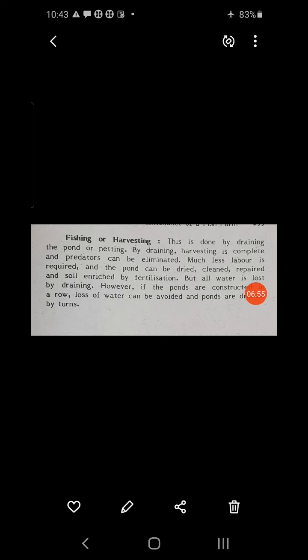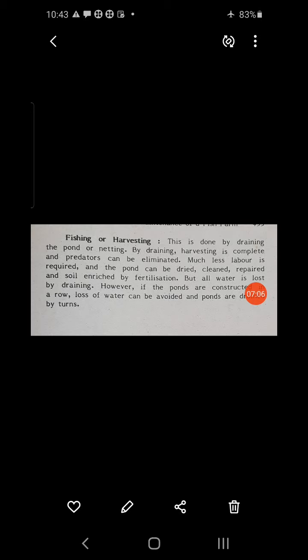So what happens in netting? The net is picked up at two ends on one side of the pond, and it is dragged from one end to the other end, and because of that all the fish get collected in the net. Then by draining, harvesting is complete and predators can be eliminated. Much less labor is required and the pond can be dried, cleaned, repaired, and the soil enriched by fertilization. But all the water is lost by draining.